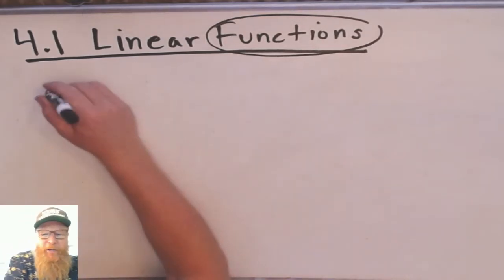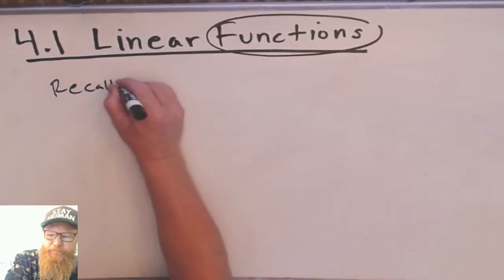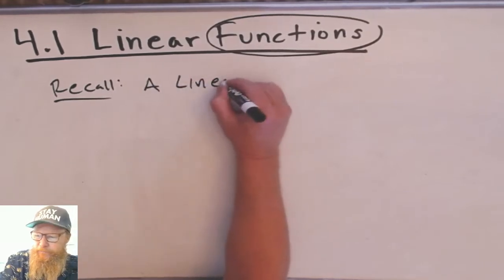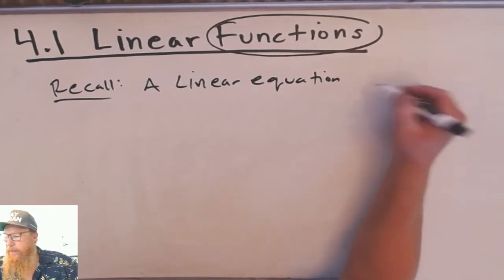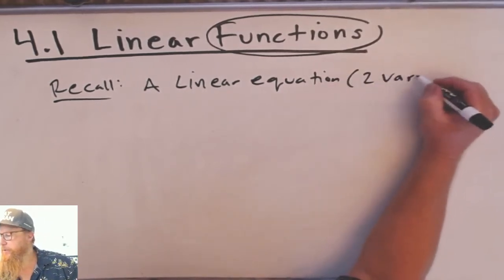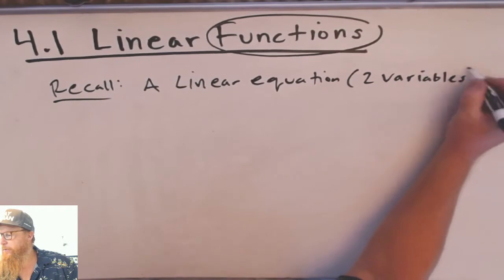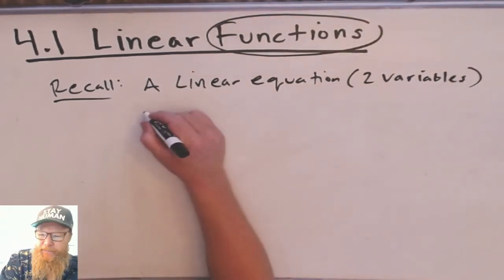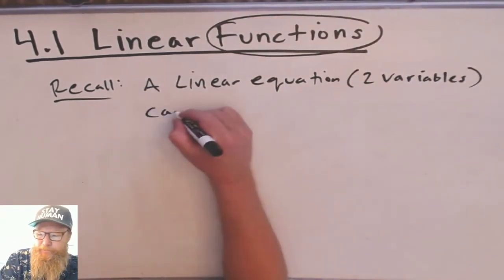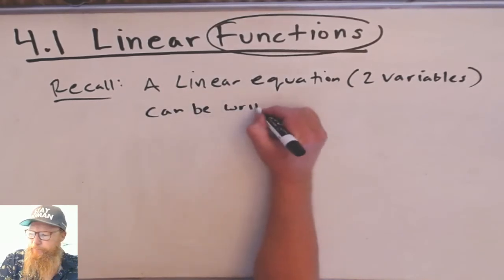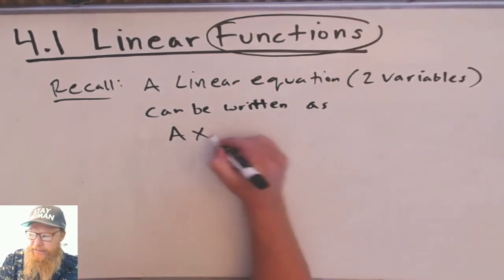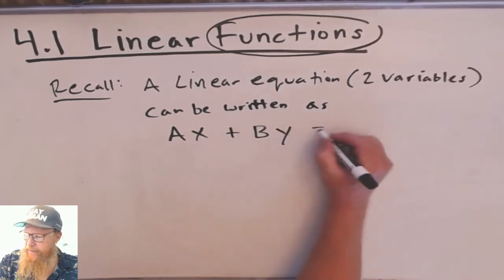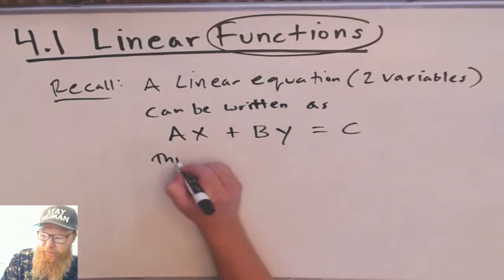Let's recall a linear equation in two variables. It can be written as Ax plus By equals C. This is called standard form.